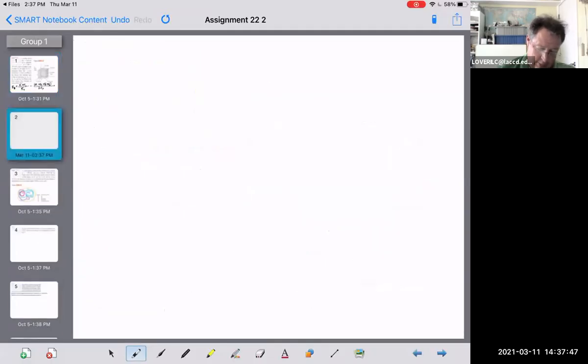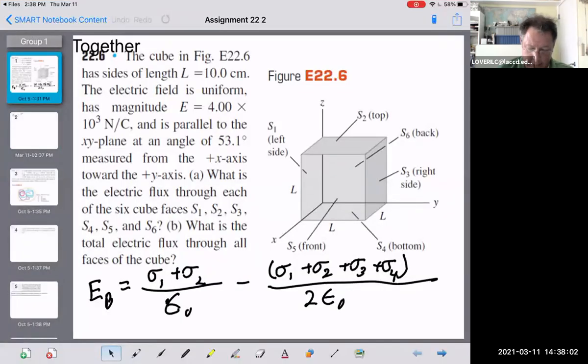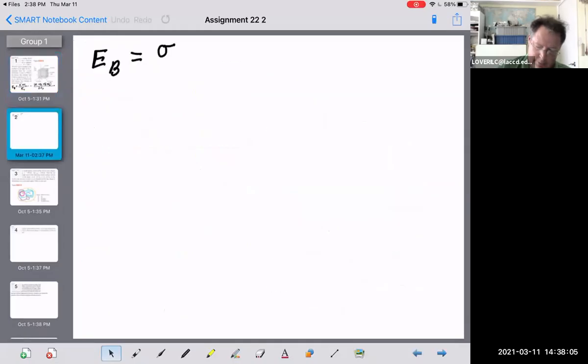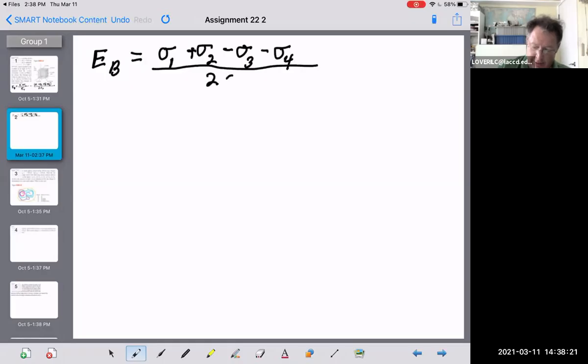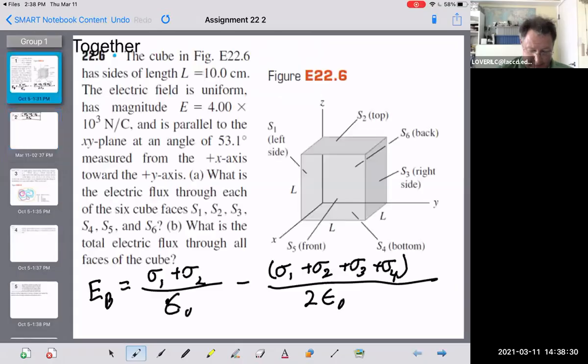End result, the electric field at B is equal to sigma 1 plus sigma 2 minus sigma 3 minus sigma 4 all over 2 epsilon naught.